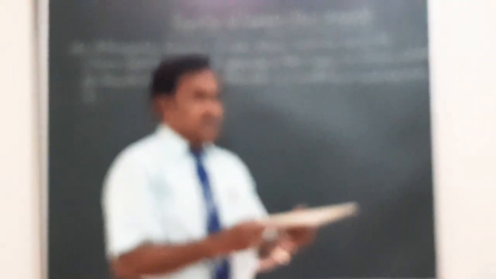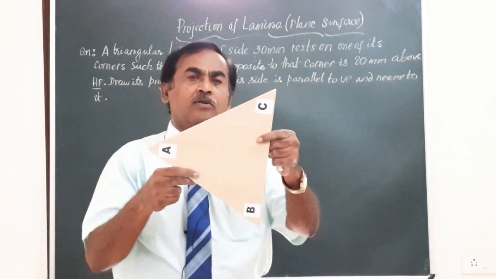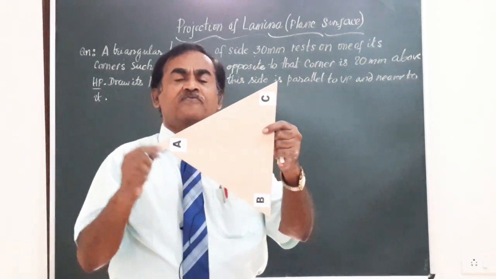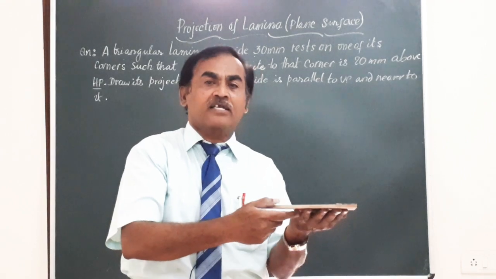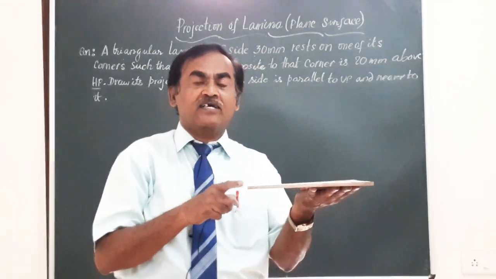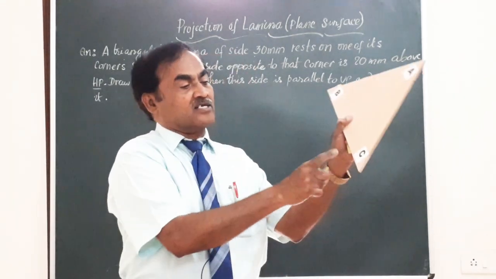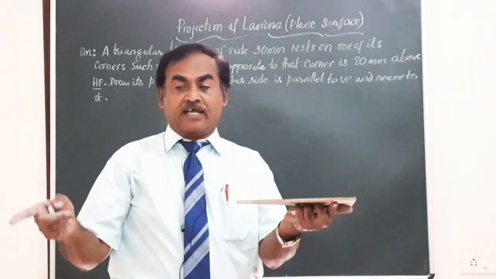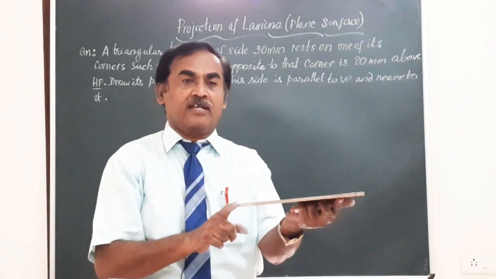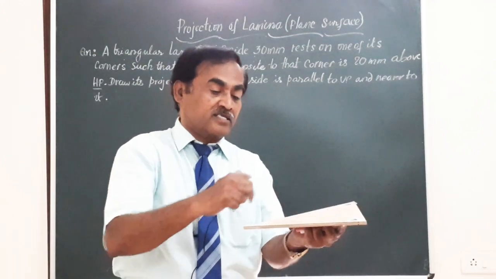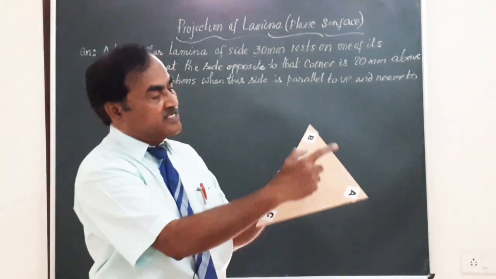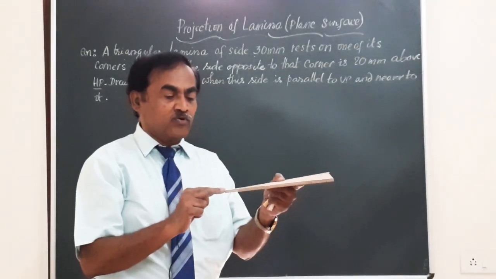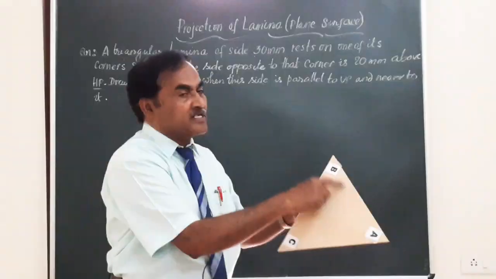That is, in every problem on any lamina, if the lamina has to rest on one of the corners, place the lamina on HP such that one of the corners of that, say this corner C, is to your left, and the other side opposite to that corner is AB. Suppose if you take ABC as the triangle, say it is going to touch the HP by the corner C, the opposite side will be this AB.